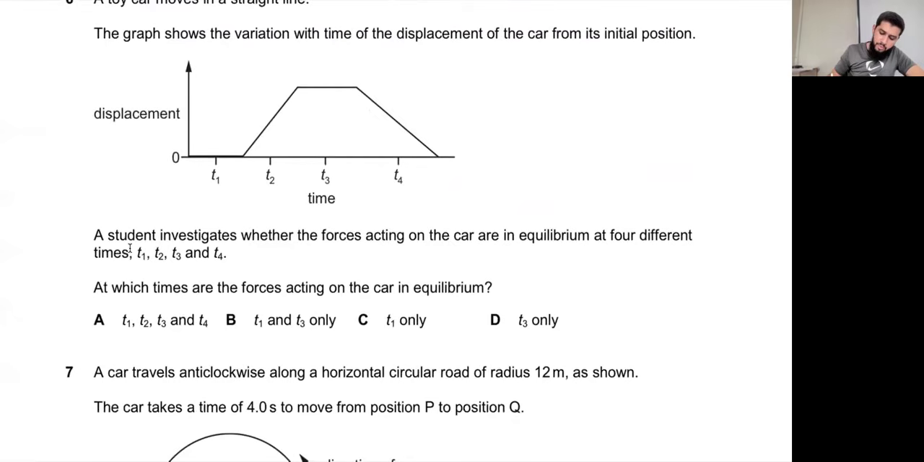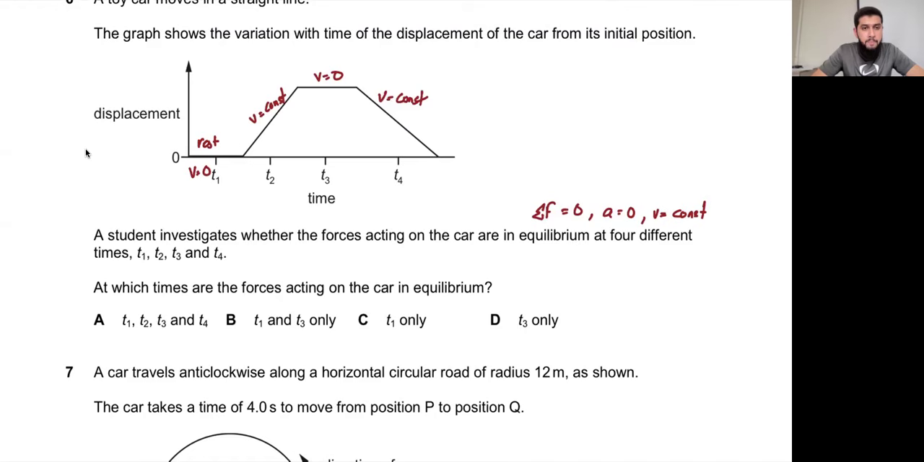So the forces will be in equilibrium. That means that the net force is 0, which means that the acceleration is 0, which means that the velocity is constant. So on a displacement time graph, the gradient of the graph gives you velocity. So the object is at rest initially. The velocity is 0. At this point, the velocity is constant because the gradient of the graph is constant. Once again, velocity is 0, the object is at rest. And then the velocity is constant because the gradient of the displacement time graph is constant.